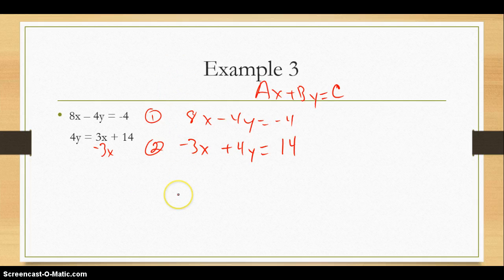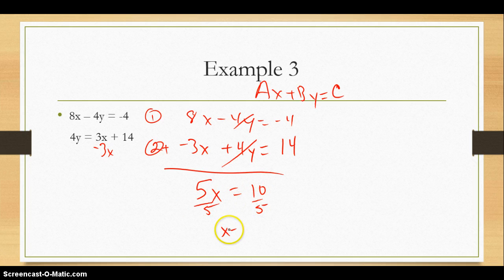The first step, I'm going to look and see if I can add or subtract down to cancel out a variable, and I can add down to cancel out my y's. So 8x plus a negative 3x is 5x equals negative 4 plus 14, which is 10, divided by 5, x equals 2.